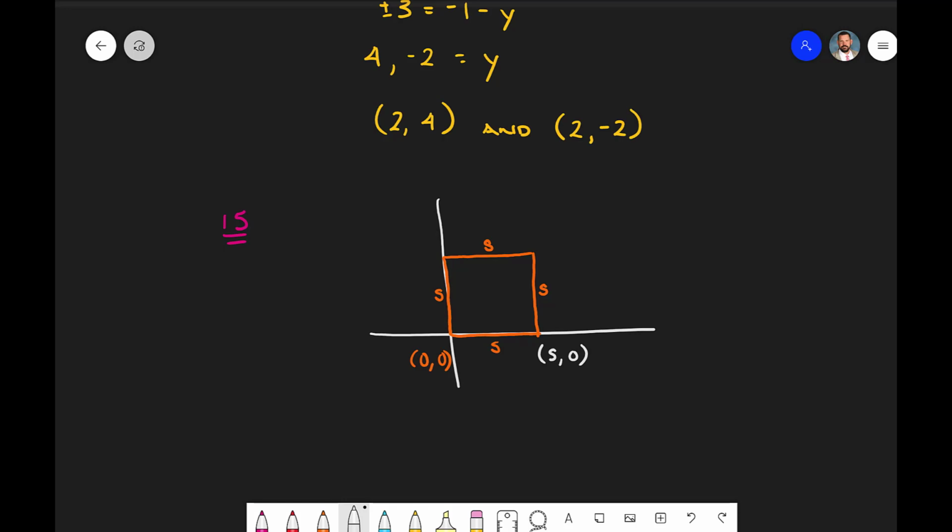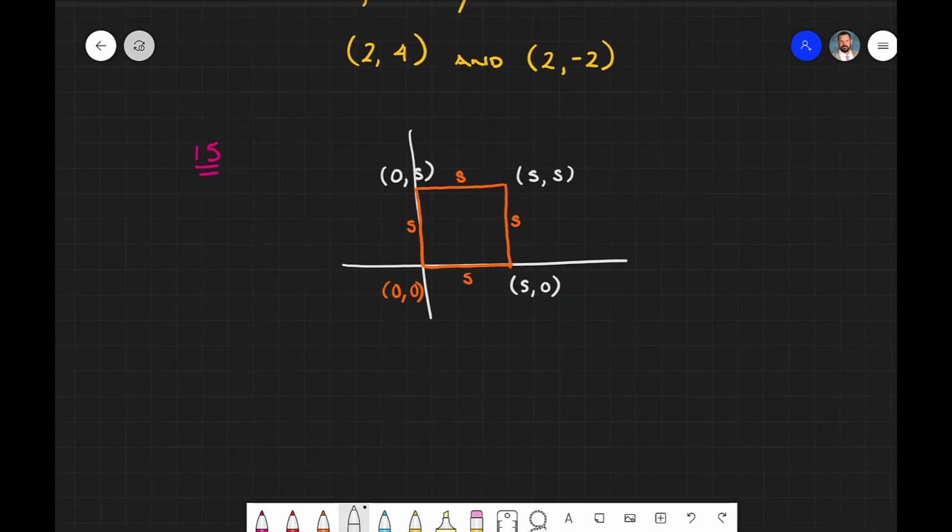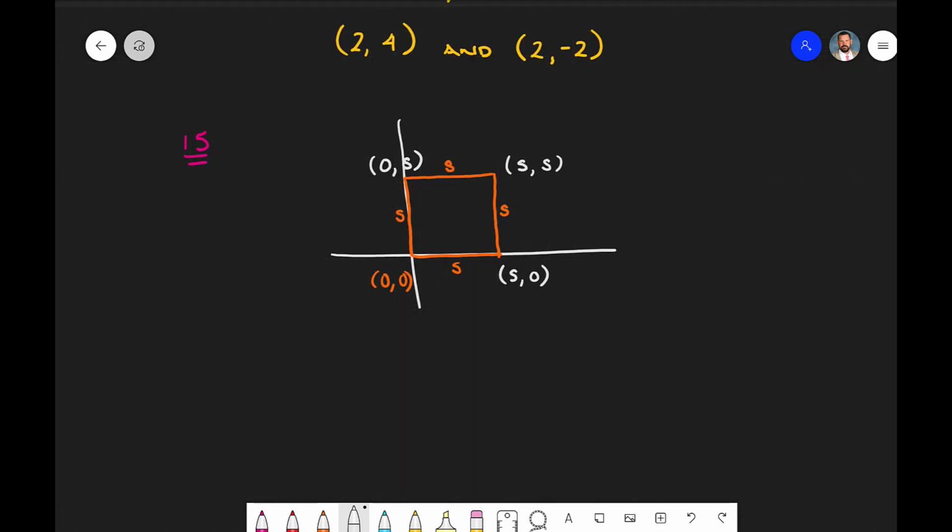Then if we move vertically to the upper right-hand corner, the x-coordinate remains s, but now the y-coordinate is also s, because we're still s units to the right and then s units up. And the corner to the upper left has an x-coordinate of 0 and a y-coordinate of s. So now we have enough information to find the midpoint of each diagonal, and then draw the conclusion that the diagonals intersect at the midpoints.